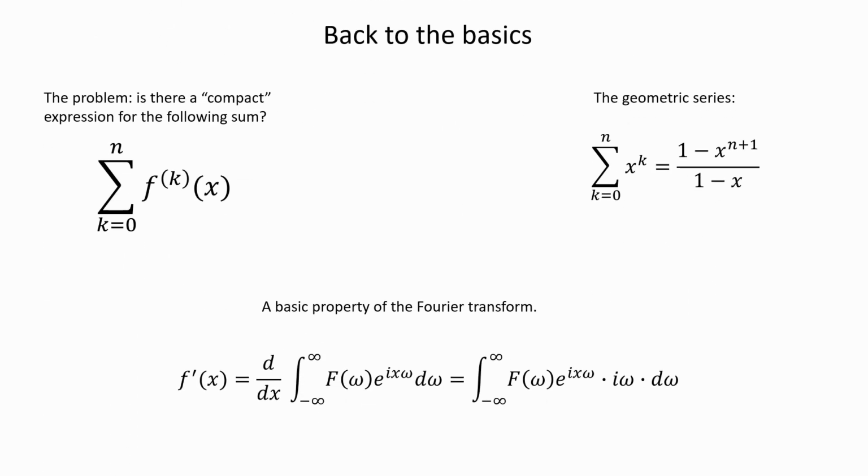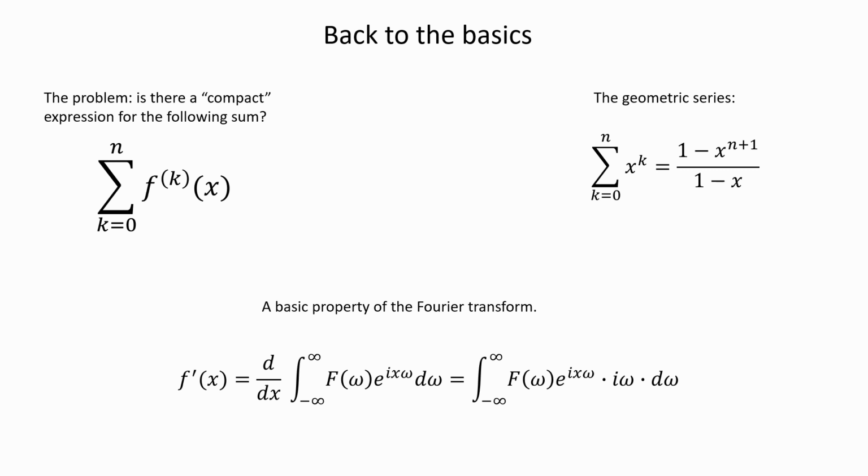Back to the basics. First problem at hand. The problem is: is there a compact way to find an expression for the sum of derivatives from the zeroth derivative, which is the function itself, to the nth derivative? I also want to point out the property of the geometric series, namely that if you have the summation from 0 to n of x to the power k, then this will be equal to 1 minus x to the power n plus 1 over 1 minus x.